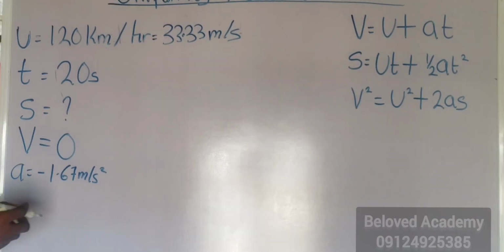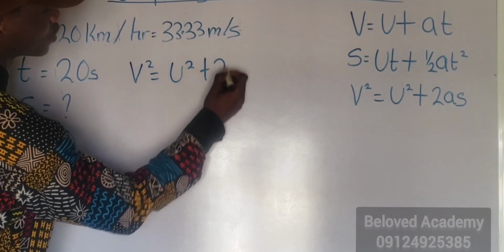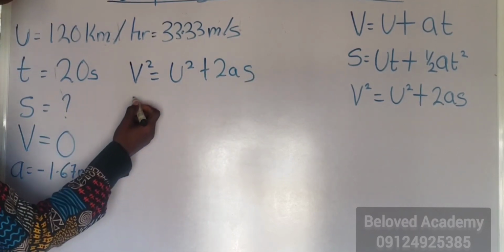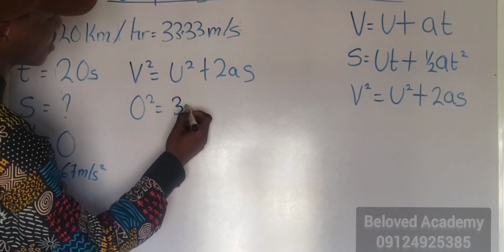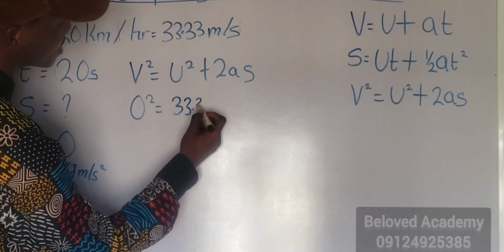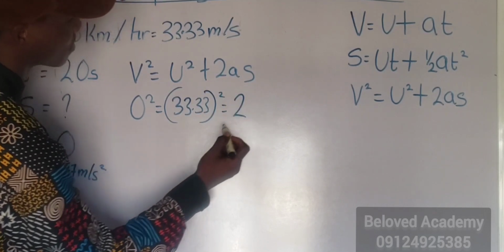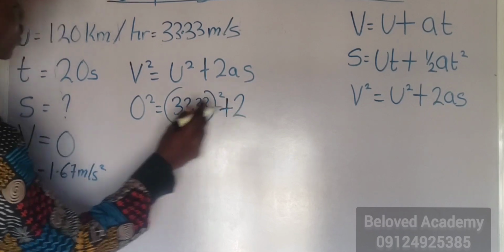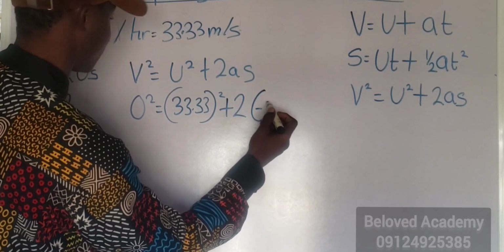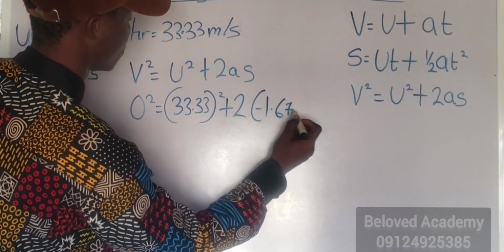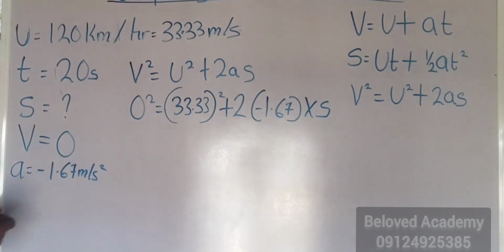Let's use the third equation. For this, I'm going to have V squared is equal to U squared plus 2AS. V is 0, so I'm going to have 0 squared is equal to U squared. U is 33.33, so I'm going to have 33.33 squared, plus 2 multiplied by A, 2 multiplied by negative 1.67, multiplied by S. Now 0 squared is 0.